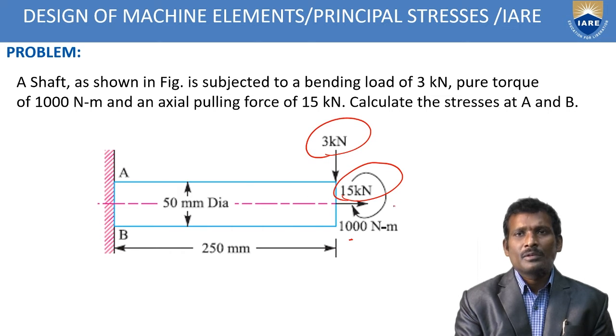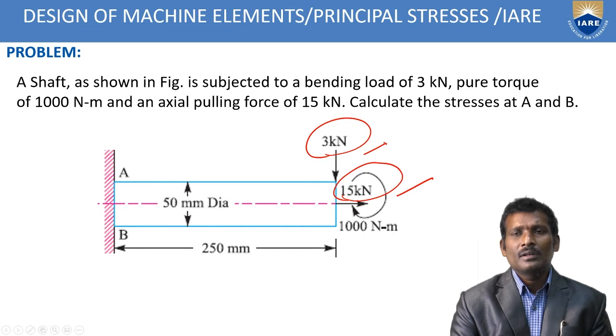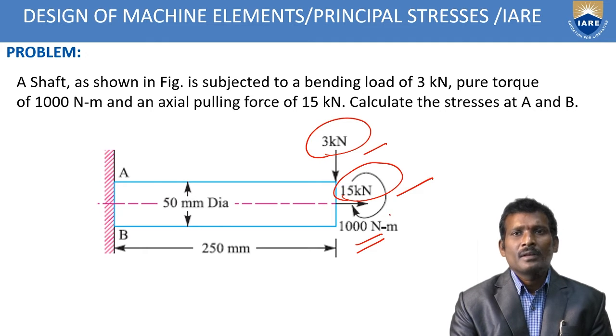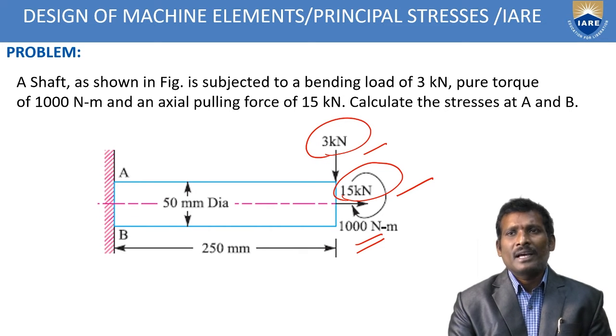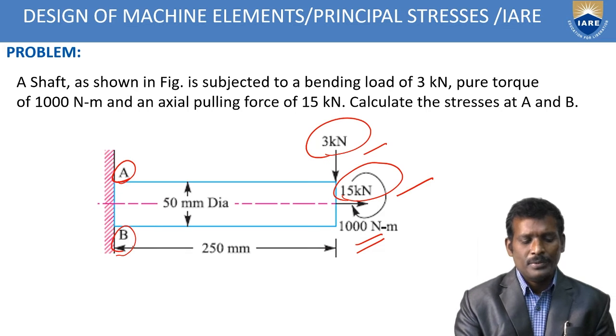Your axial pulling force is 15 kilonewtons, and the given load is the bending load, not a direct load, and torque is also acting, which is 1000 Newton meter. So in this situation, calculate the stresses at A and B. What are the stresses at A and what are the stresses at B?